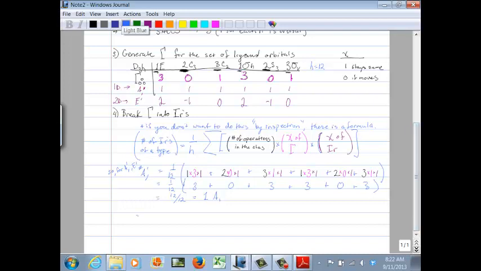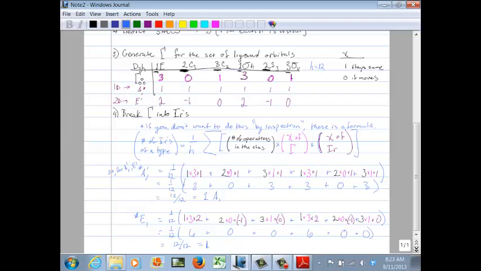For E1, I do the same thing. The number of E1s is going to be equal to 1 over 12 times, I'm going to do the number of operations in the class first, then the irreducible representation. So now I'm dealing with the irreducible representation of the E prime. If you ever do this treatment and you come up with something that's not a whole number, that means there's a mistake. You should always get either a whole number or 0.